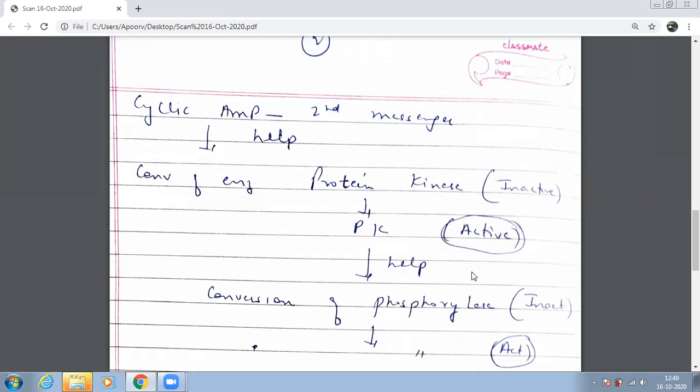We are talking about the hormone adrenaline. It will come and bind to a receptor on the membrane, and now a complex is formed. A complex between which two things? Receptor and hormone. Because of this complex formation, there is some minor change in the receptor, because of which some reactions will take place. Okay, what will happen next?